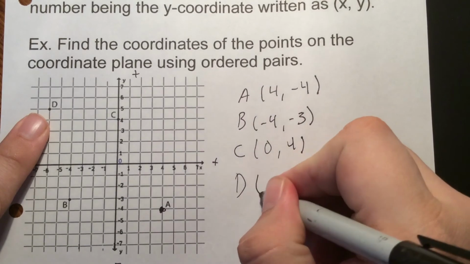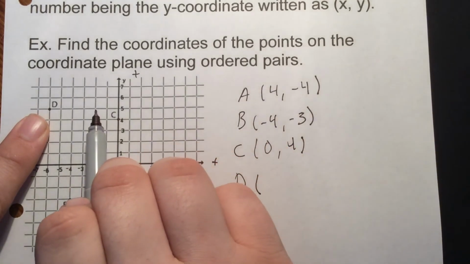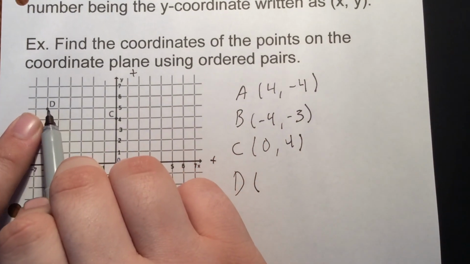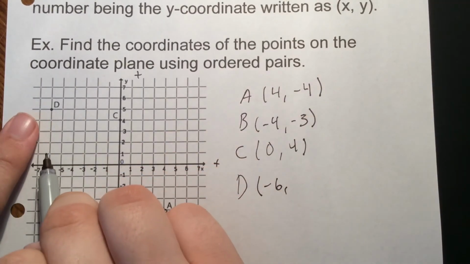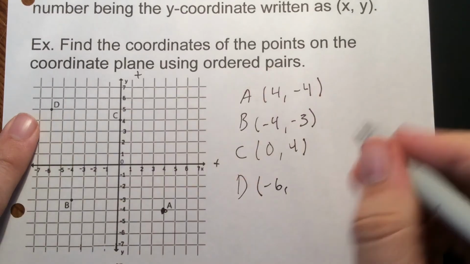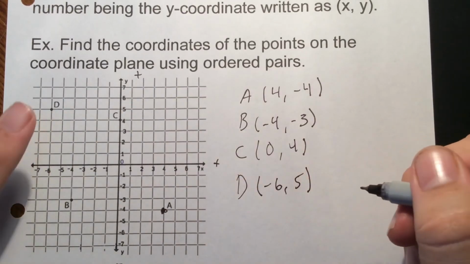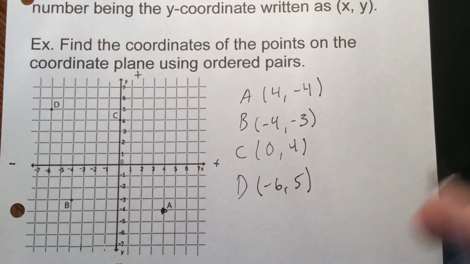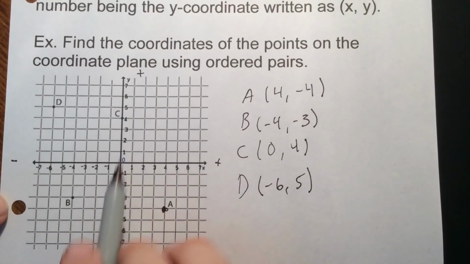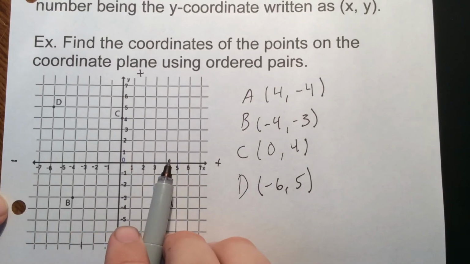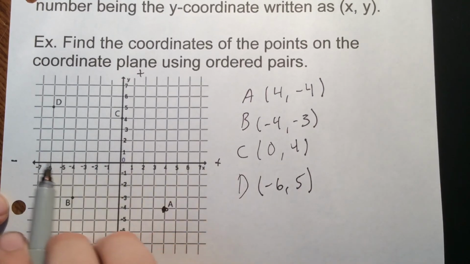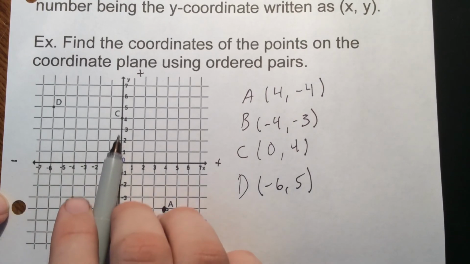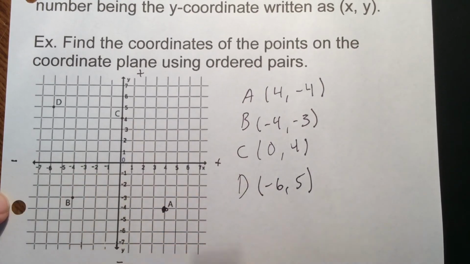And D is over here. D, we're going to go 1, 2, 3, 4, 5, 6 to the left. So -6. And we're going 1, 2, 3, 4, 5 up. So you're just going to count from the axes how far you're going. If you go to the right, it's positive. If we go to the left, this is all from the origin, from where they're crossing here. To the right is positive, to the left is negative. Going up from it is positive, going down from it is negative.